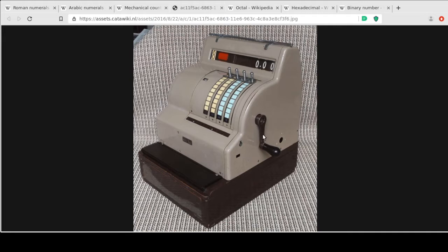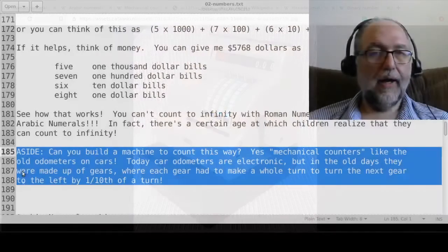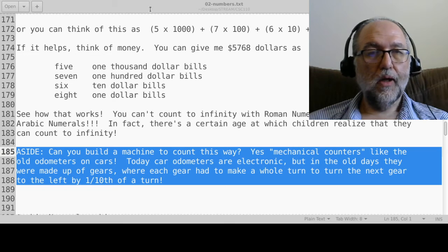I don't know, I've never seen a mechanical cash register in years. I mean, I was born in 1964, so I did see these things as a child, but I don't remember seeing one in a store recently. Okay, so all right, let's now continue with our story of numbers.